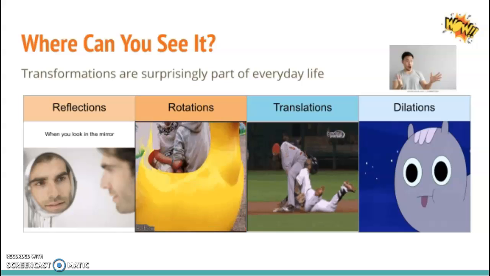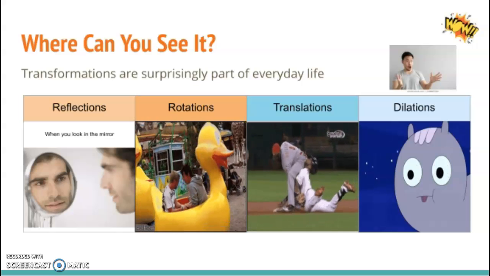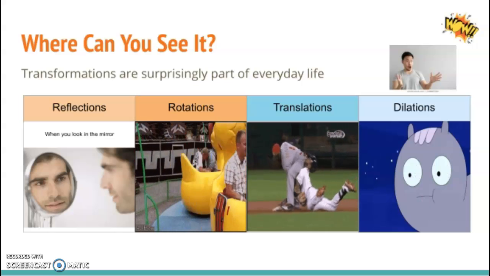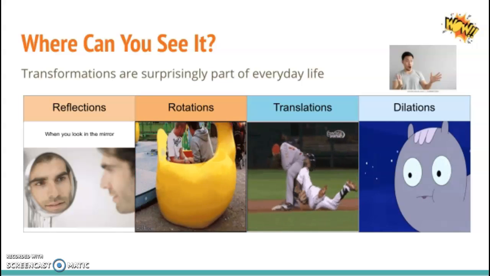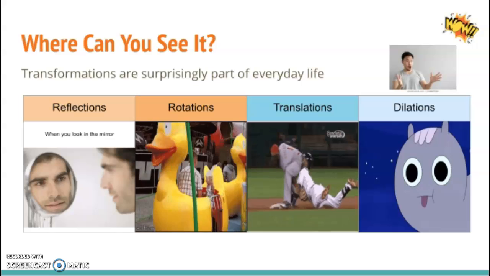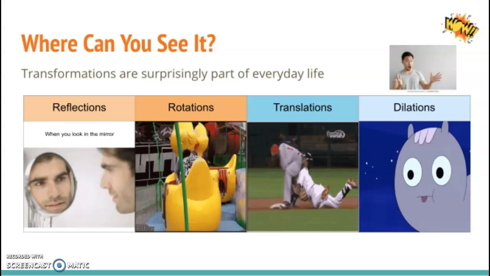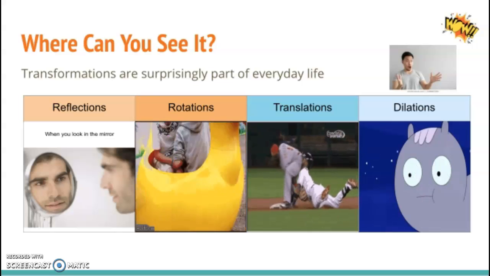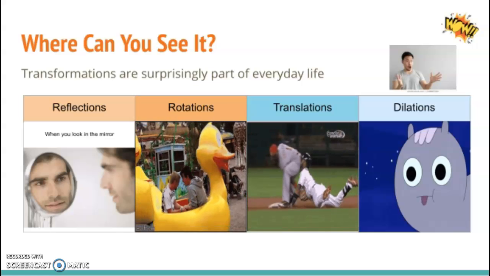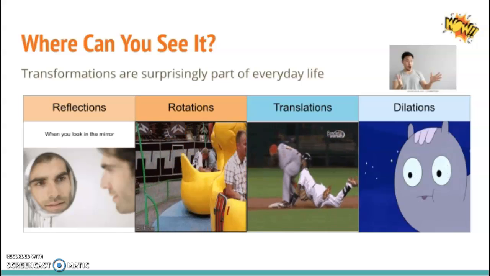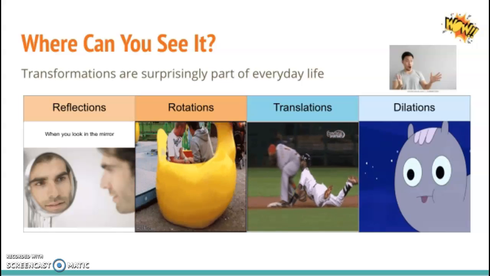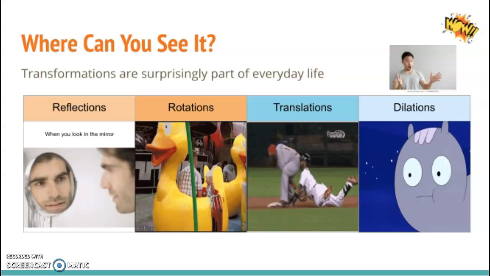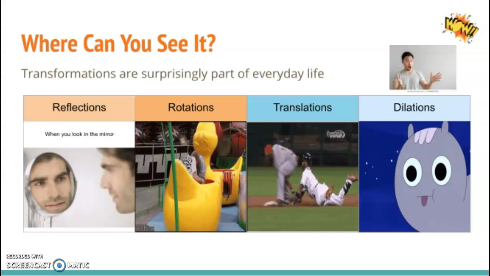Rotations you can see by my image. We have something like a carnival game or ride, I should say. Translation can be simply just running around, like you can see with this funny baseball picture. And then dilation can be when you go and get your eyes dilated when you're trying to get new glasses or something along that way. So again, what we're doing is really important to your success in high school and even beyond, and it's also really relevant in our everyday lives.